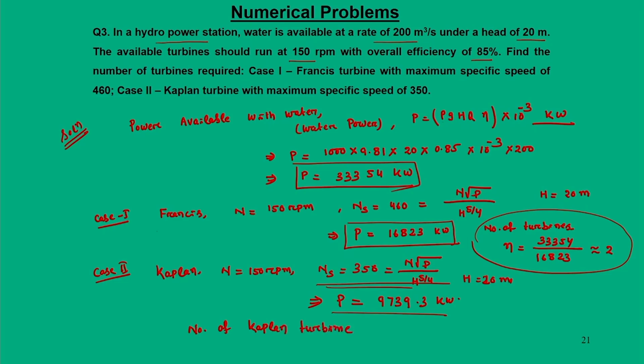And number of Kaplan turbines can be calculated as 33354 divided by 9739.3. So, this is approximately 4. So, to produce water power of 33.354 megawatt, if we use Francis turbines, we require 2 Francis turbines. If you use Kaplan turbines, we need to have 4 number of Kaplan turbines.